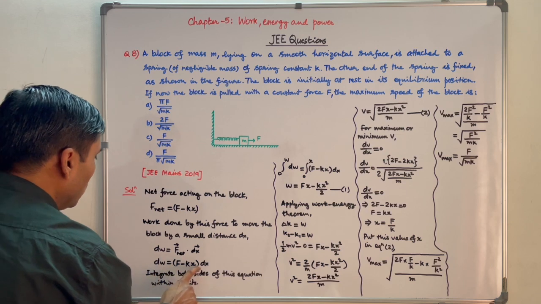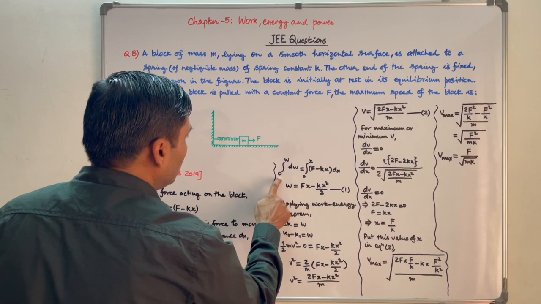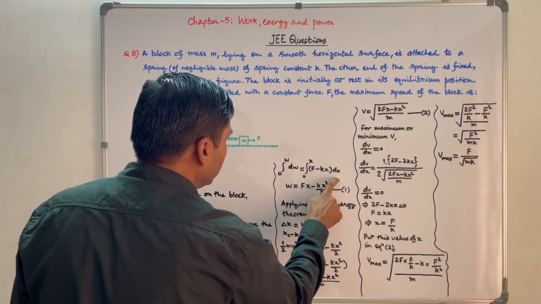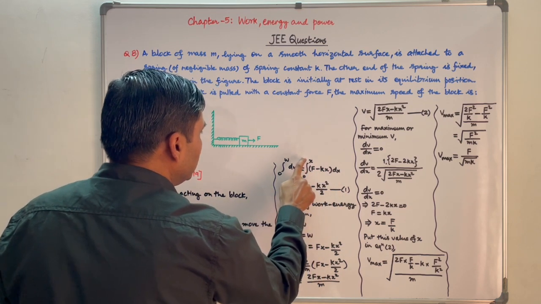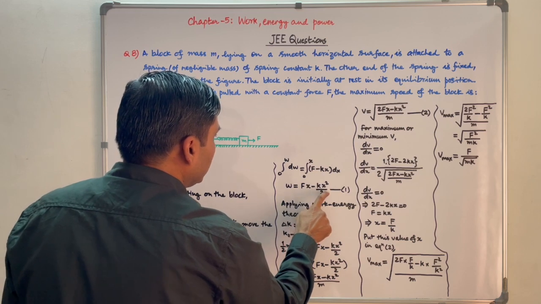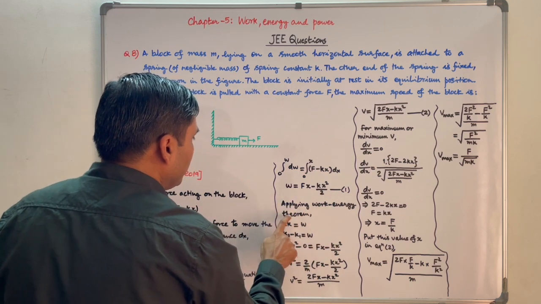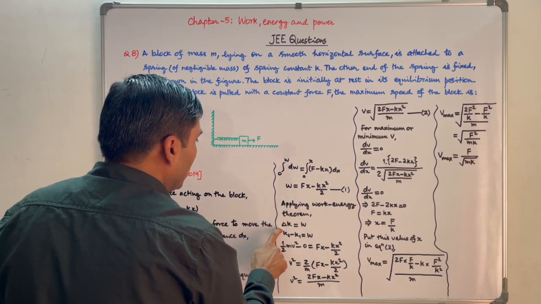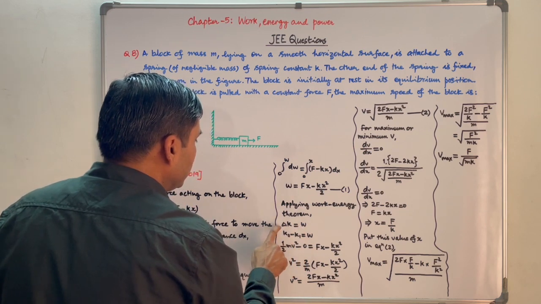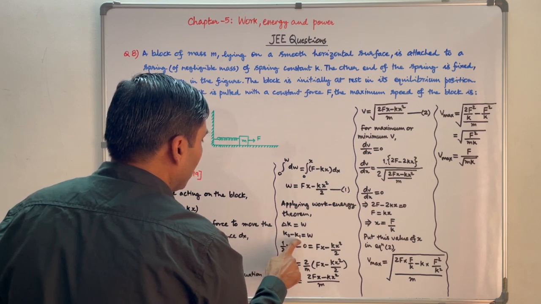We can integrate both sides of this equation within limits. So we get the integration of dW from 0 to W is equal to the integration of (F minus kx) dx from 0 to x. This gives W is equal to Fx minus kx squared by 2. Suppose this is equation number 1. We can apply the work-energy theorem. So the change in kinetic energy of the block is equal to the work done by the net force on the block. Change in kinetic energy is final kinetic energy minus initial kinetic energy of the block.